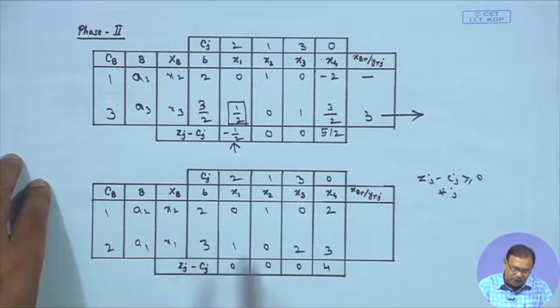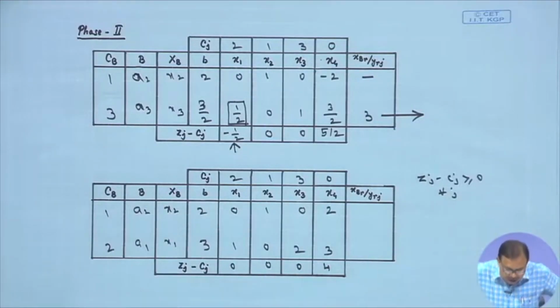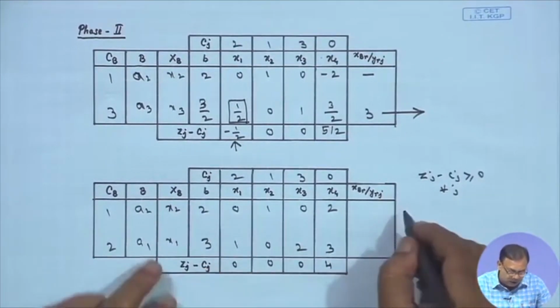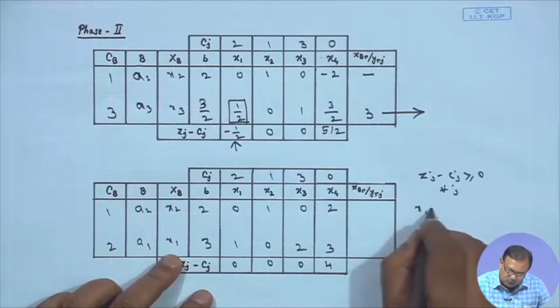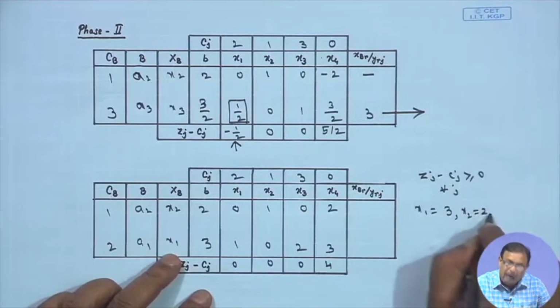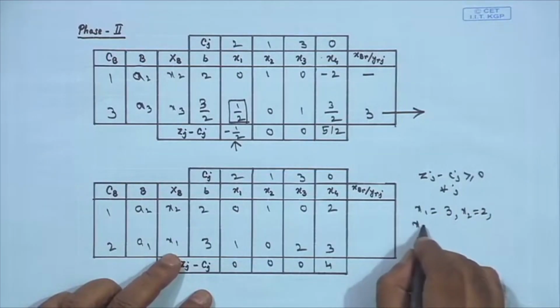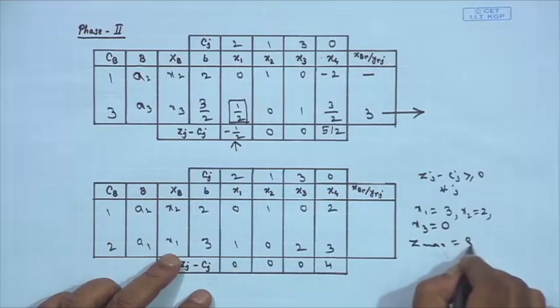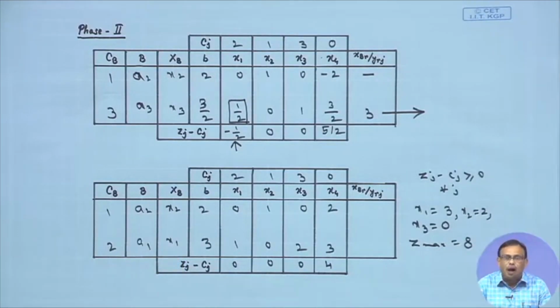variables x 1 x 2, and it is greater than 0 for the non-basic variables. So, optimal solution in this case you will obtain as x 1 equals 3 from here, x 2 equals 2, and your x 3 is not present here. So, value of x 3 will be 0 and z max will be 8. So, this is the optimal solution, unique optimal solution of this particular problem.